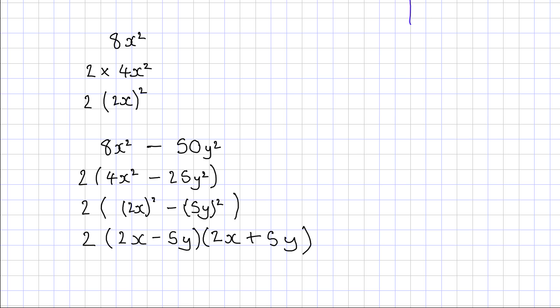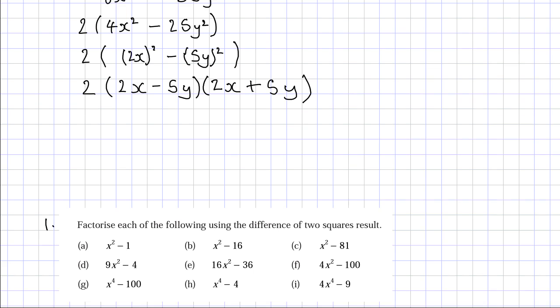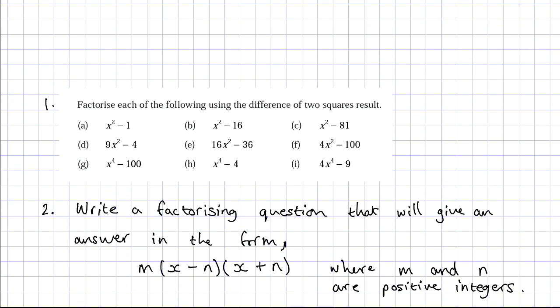and that's my answer. Now I'd like you to try these questions and bring them to the lesson. So the first few questions are on factorizing where we have a difference of two squares. And the second question, I want you to write a factorizing question that will give an answer in the form m times x minus n times x plus n, where m and n are positive integers. Do that and then bring that to the lesson.